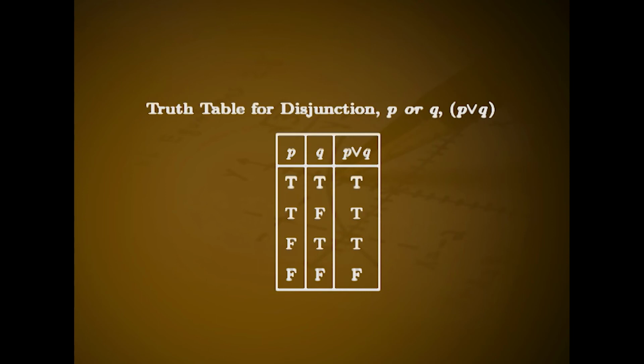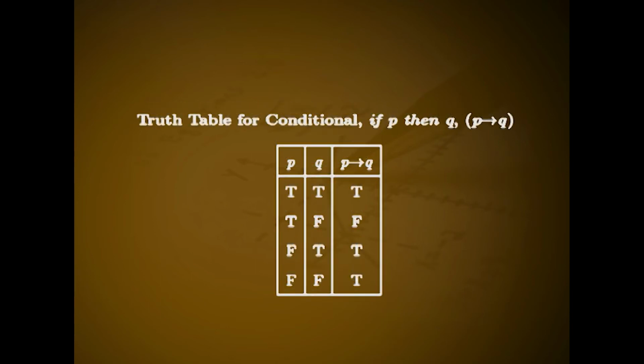If P true, Q true, P or Q is true. If P true, Q false, P or Q is true. If P false, Q true, P or Q is true. If P false, Q false, P or Q is false. Next is truth table for conditional if P then Q.